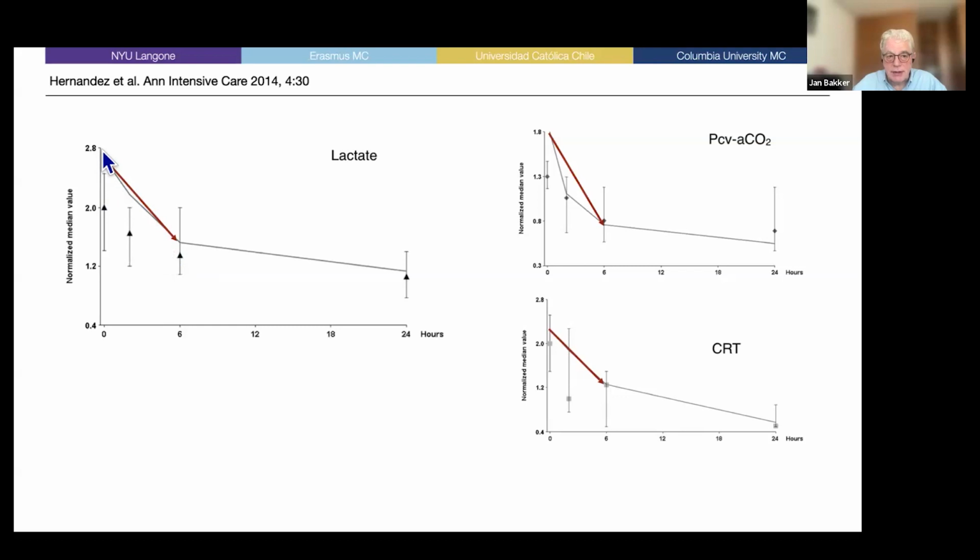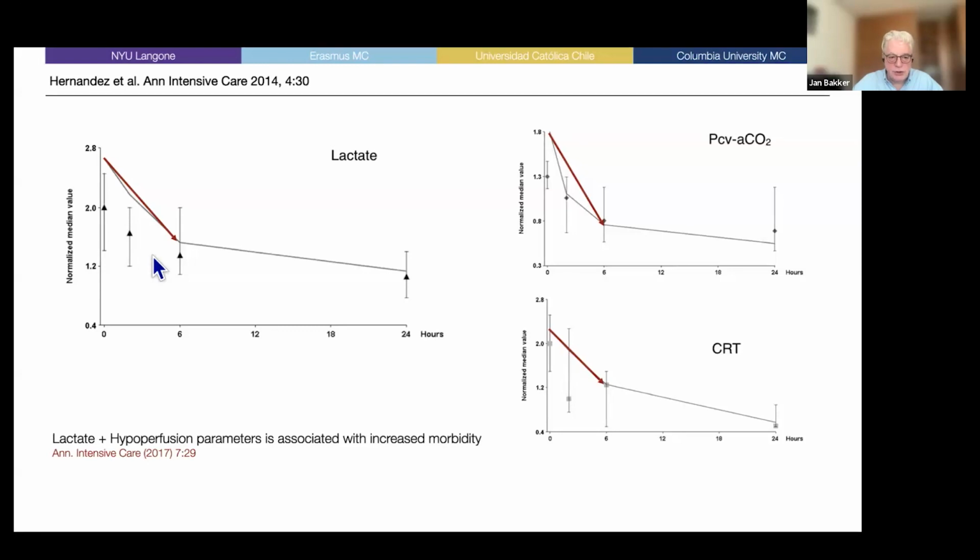And interestingly, this normalization of lactate coincides with an improvement in the delta PCO2, which is a marker of cardiac output, and relates to a rapid normalization of capillary refill time, not in everyone, in many patients. And so these two flow parameters coincide with this rapid normalization of lactate. And of course, then you're in trouble with lactate.